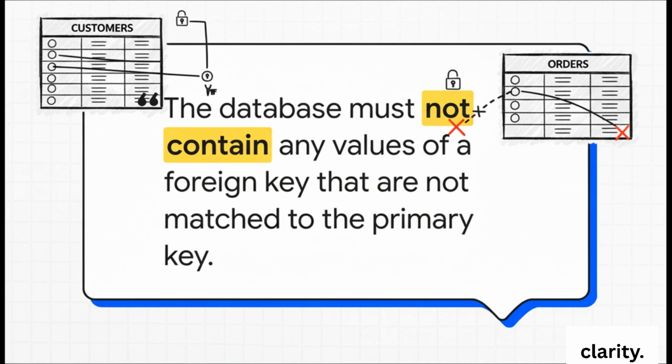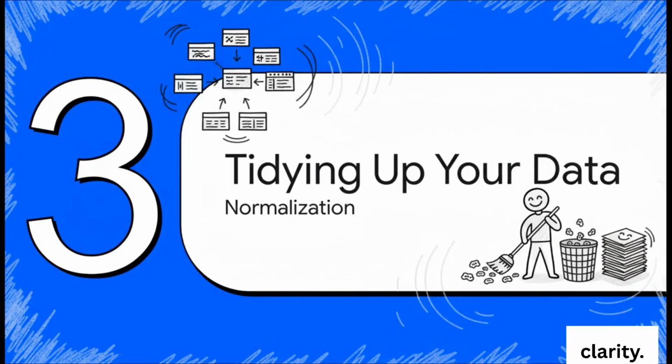It prevents these orphan records, data that doesn't link to anything, and it's absolutely fundamental to keeping the data trustworthy. Now, creating these tables isn't just a free-for-all. There's a formal process for organizing them in the most efficient way possible, and it's a process known as normalization. You can think of it as the art of tidying up your data.